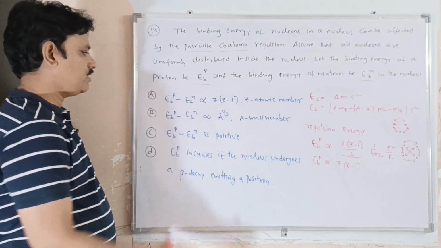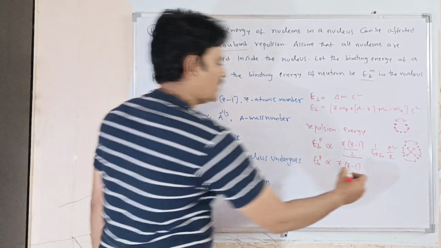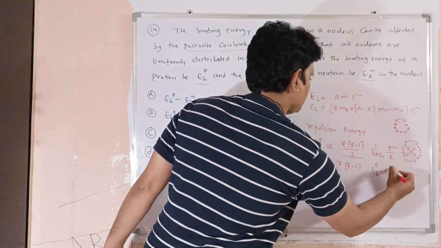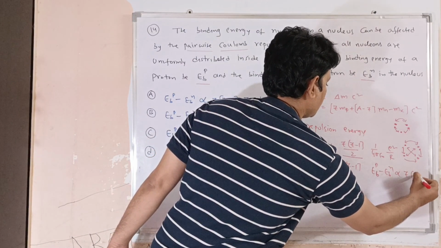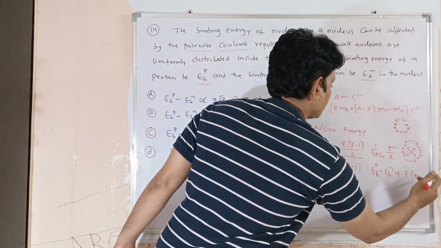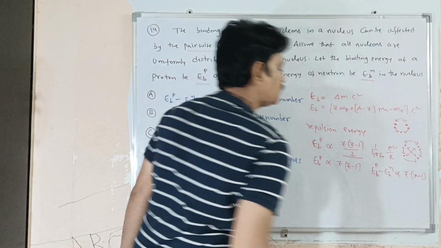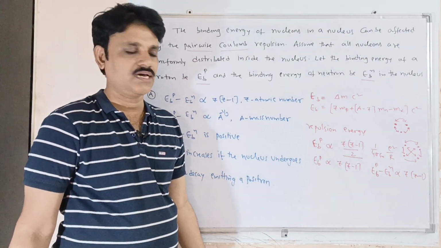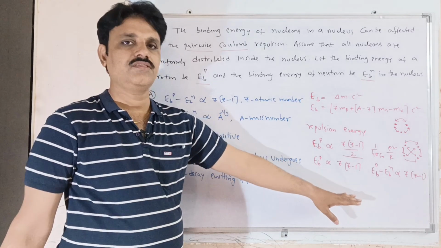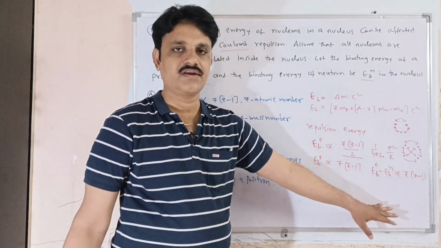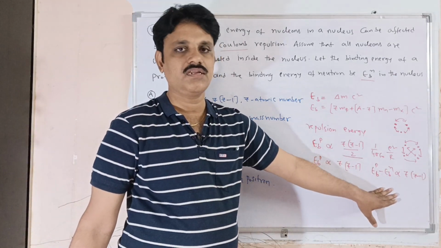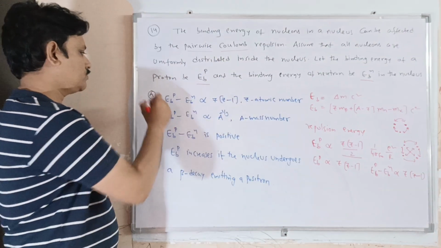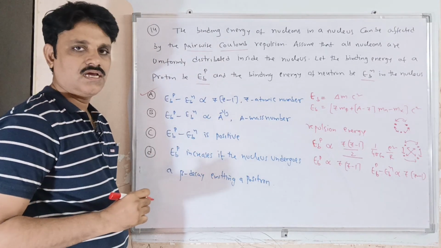Here it is given EBP minus EBN. That is also proportional to Z into (Z minus 1). Why? Because EBN is 0. There is no repulsive energy in between the neutrons because they have no charge. So the repulsive energy with respect to the neutrons is unaffected. So EBP minus EBN is also directly proportional to Z into (Z minus 1), so the first option A is correct.